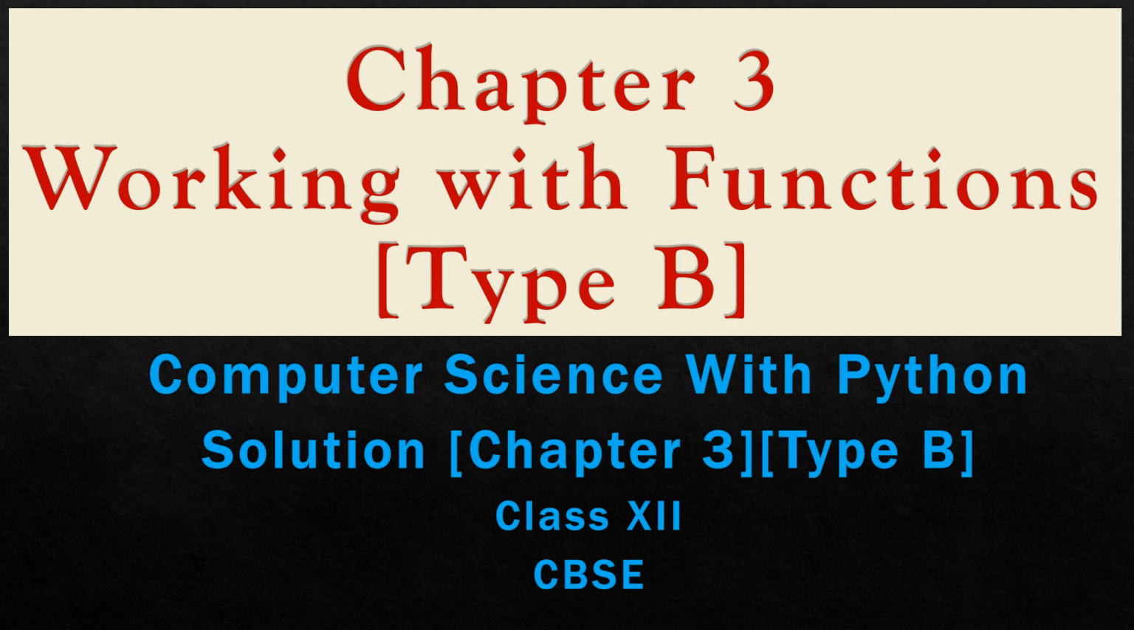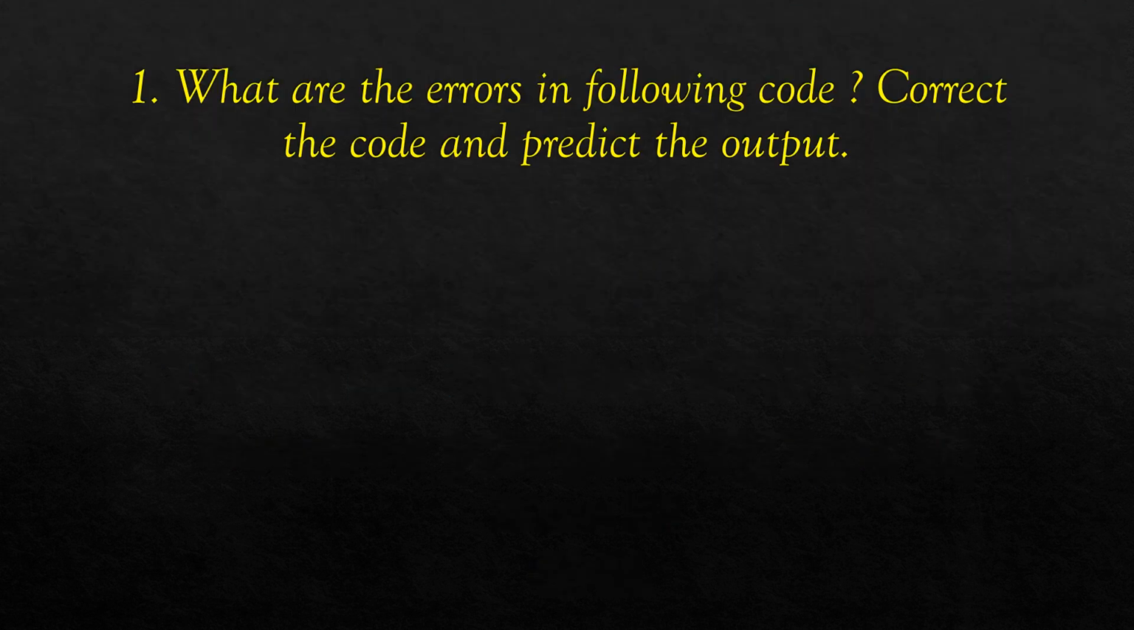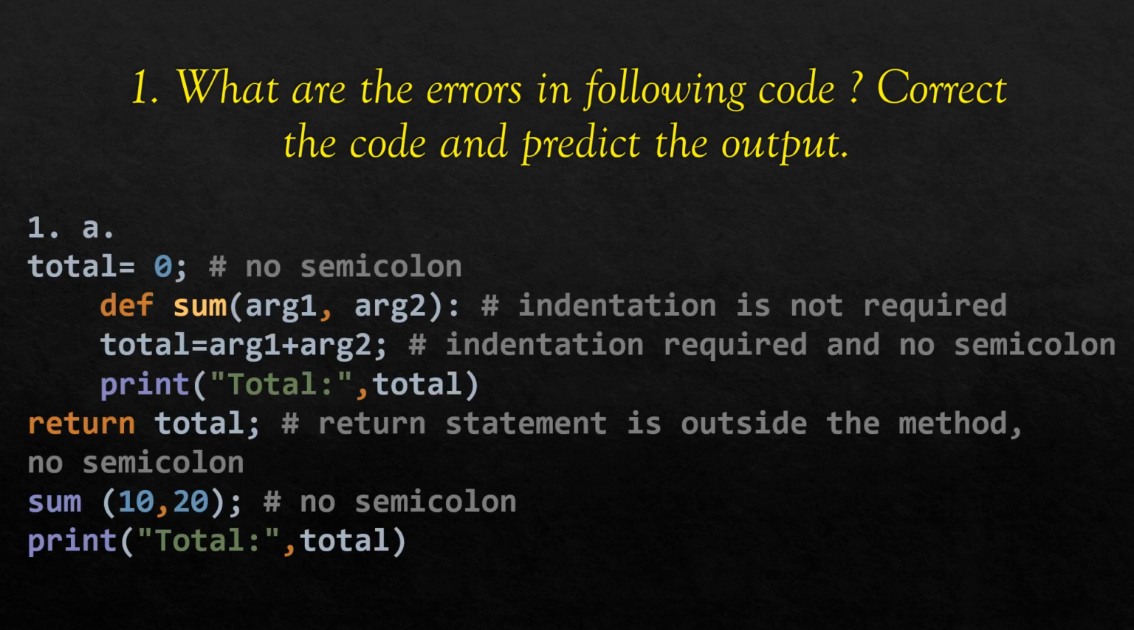Hi everyone. In this video, we will discuss all the type B questions of chapter 3, Computer Science with Python, class 12. This chapter is about working with functions. Now, the first question is, what are the errors in the following code? Correct the code and predict the output.